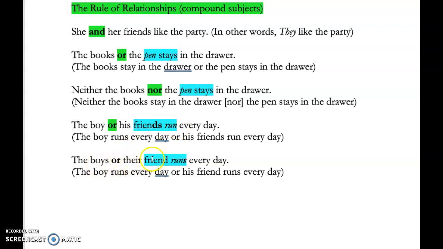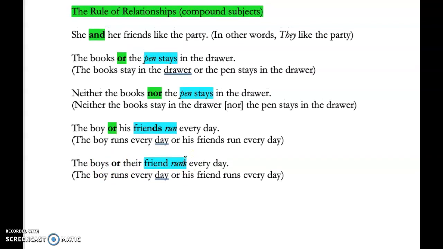Or the boys or their friend: singular, runs. So the rule is that whenever you have a compound subject and it's got an or or a nor in it, you need to make sure that you make the verb agree with the subject closer to it. Now I want to explain to you why we have this rule.